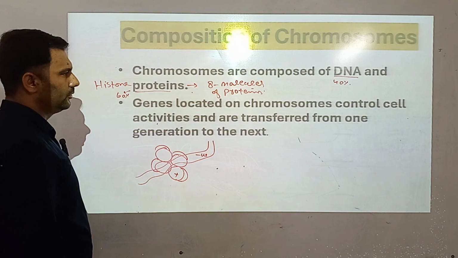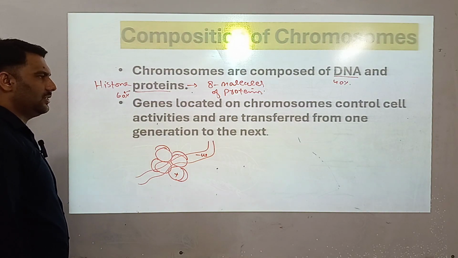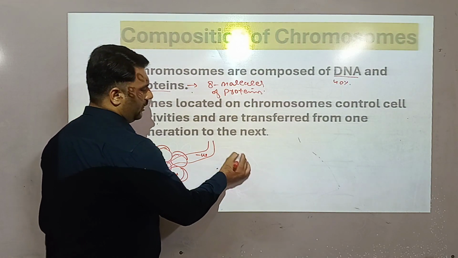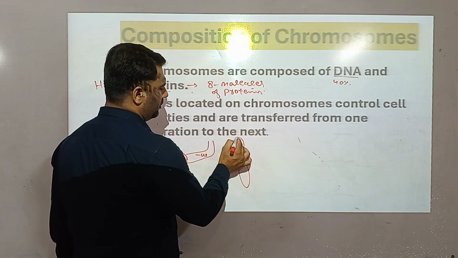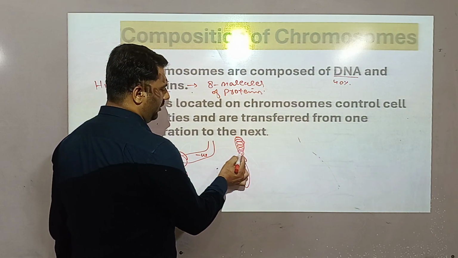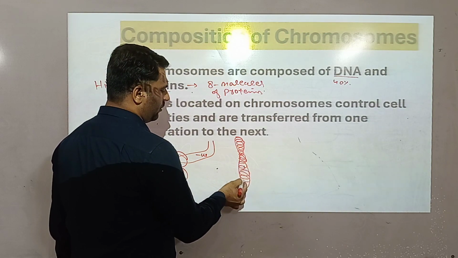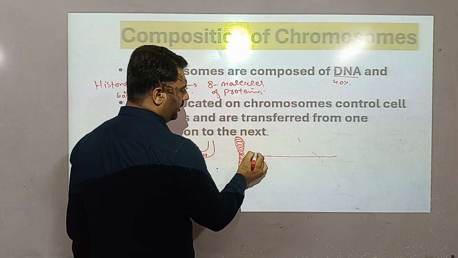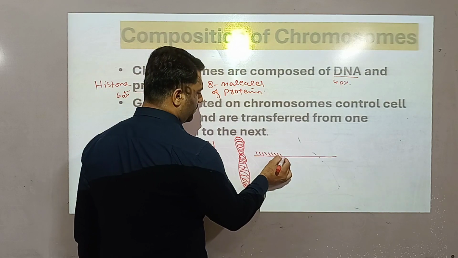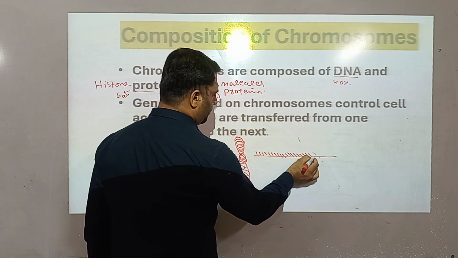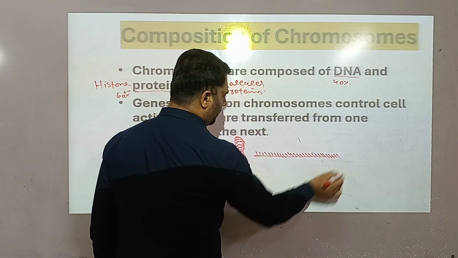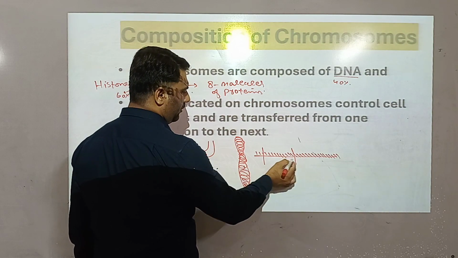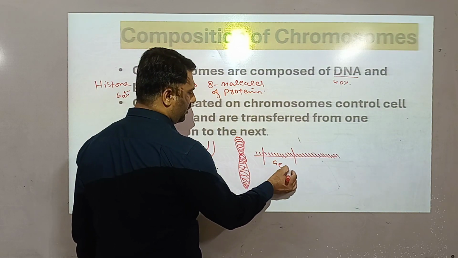Genes are located on chromosomes and control the cell activities and transfer them from one generation to the next generation. For example, this is a chromosome, and the DNA thread is coiled throughout its structure. When we open it up, there are nucleotides present throughout this DNA strand. If we say that from there to there is a sequence of nucleotides, we call it a gene.